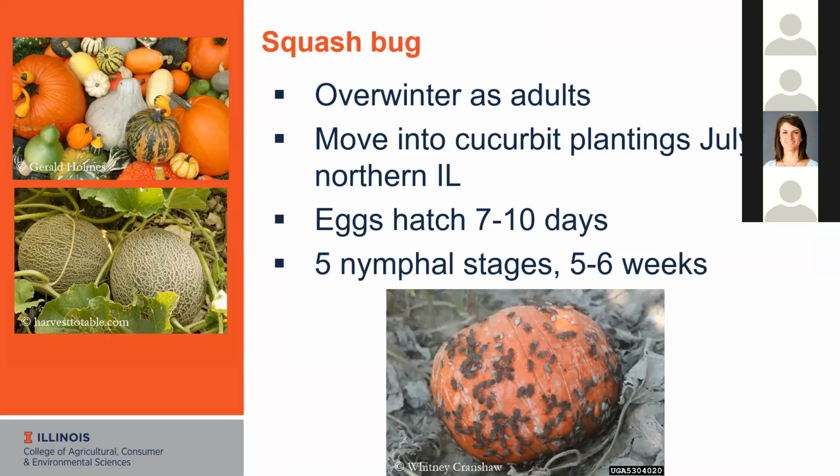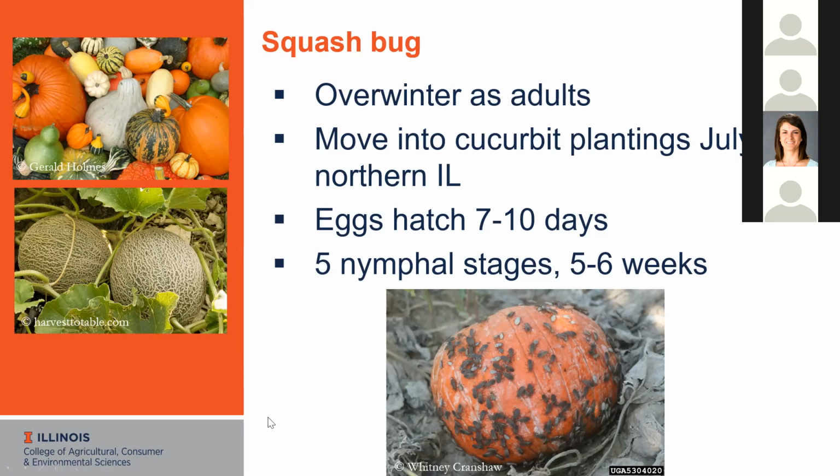So squash bugs overwinter as adults, and they move into cucurbit plantings in July in northern Illinois. There is one generation in northern Illinois. There's actually two in many years in southern Illinois, but in this area we tend to get one generation. Adults lay their eggs in small groups on leaves, and those eggs usually hatch in 7 to 10 days. And the immature stages, or the nymphs, go through 5 stages, and that usually takes about 5 to 6 weeks.